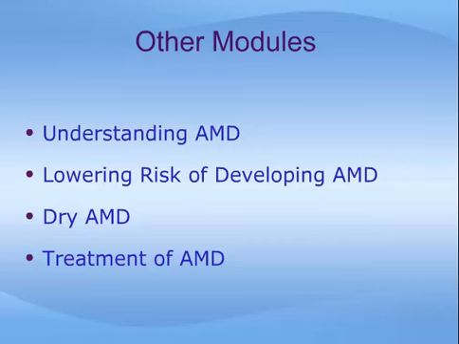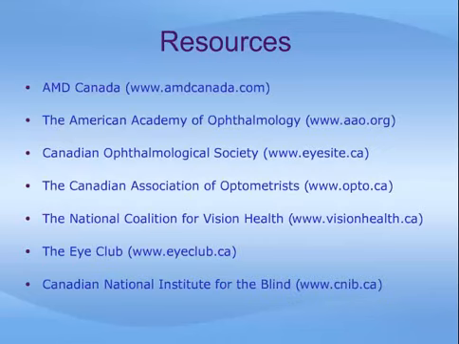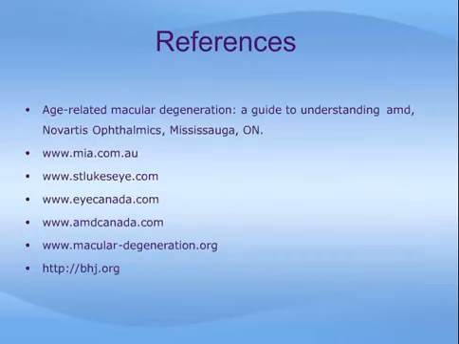Other modules in this series include Understanding AMD, Lowering the Risk of Developing AMD, Dry AMD, and Treatment of AMD. There are numerous resources to educate you and help you cope with AMD. Here are a few of them: AMD Canada, the American Academy of Ophthalmology, the Canadian Ophthalmological Society, the Canadian Association of Optometrists, the National Coalition for Vision Health, the Eye Club, and the Canadian National Institute for the Blind. Here are some more references that you may find useful.